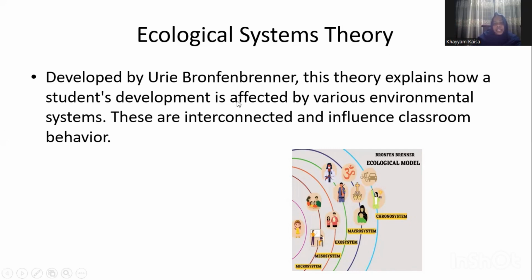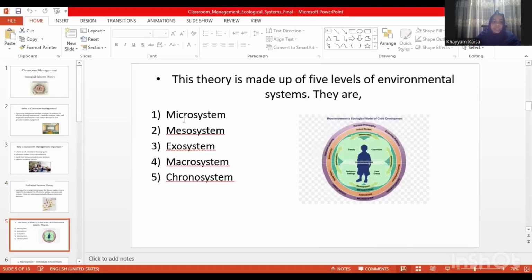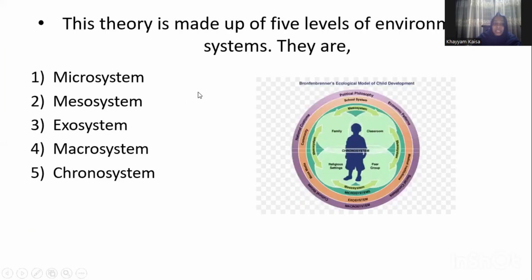This is the theory explaining how students' development is affected by various environmental systems. These are interconnected and influence classroom behavior directly. So let's see what we are going to learn under the ecological system theory. This theory is made up of 5 levels of environmental system. They are the microsystem, mesosystem, exosystem, macrosystem, and chronosystem. So these are the 5 levels of environmental system.